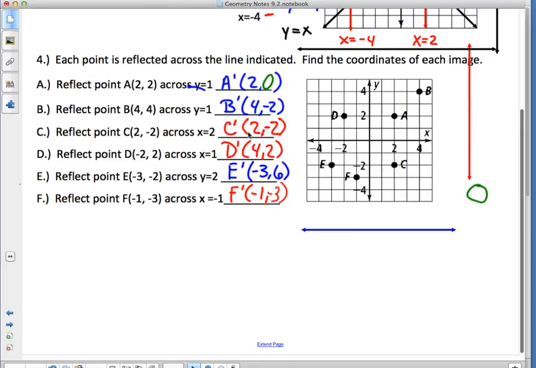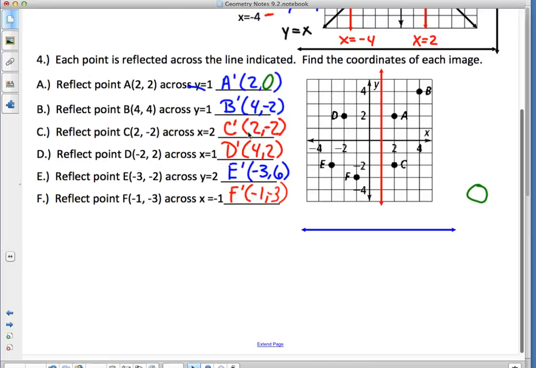X equals 1 right here. And D, I've got point D is 3 units away. So the new D is 3 units away out here, and it is 4, 2. That's where that comes from. That new D is right there, 4, 2. Okay?